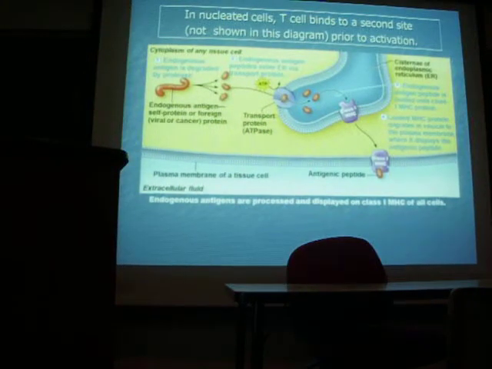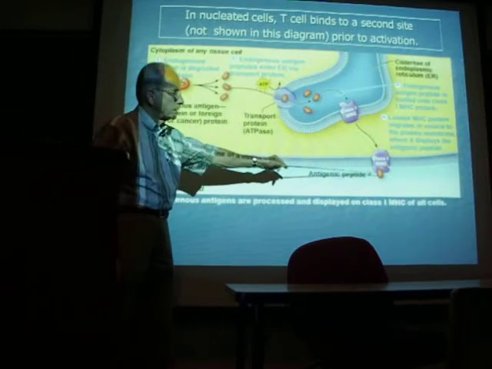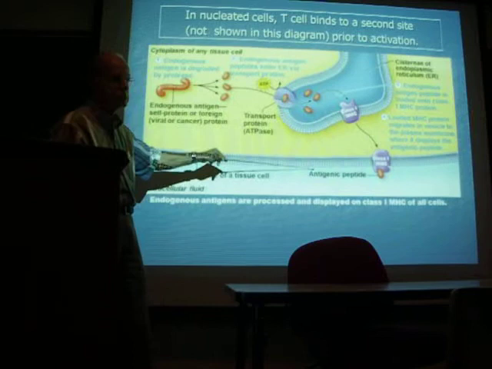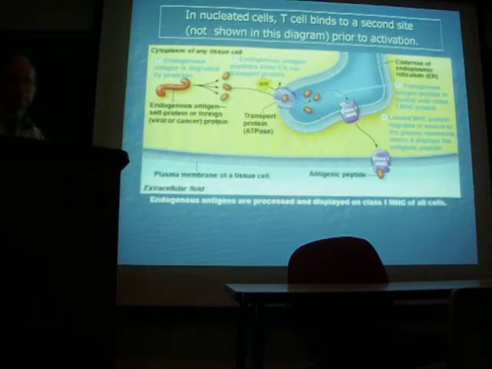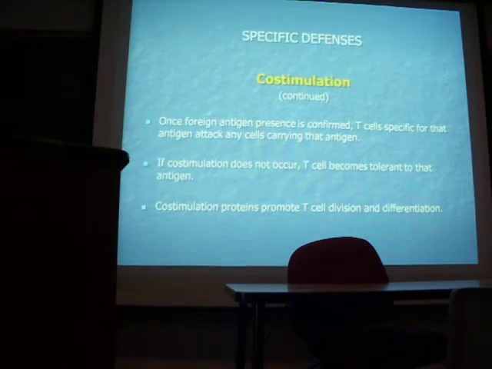So again, this is what happens in nucleated cells. I showed you this before. This is where the T cell will bind to this, but it must bind to a second site on the cell membrane, which, as I say, is not shown on this particular diagram. But that's what the co-stimulation process is.